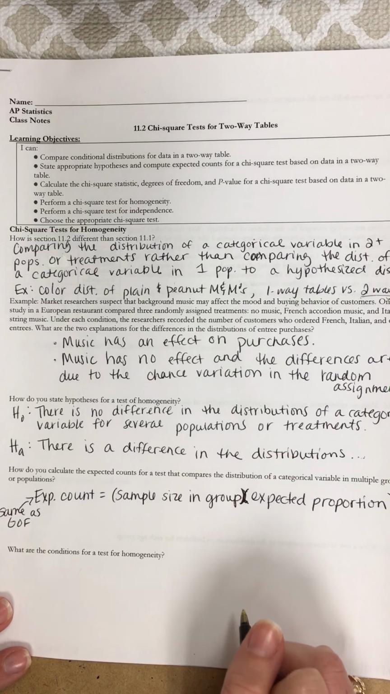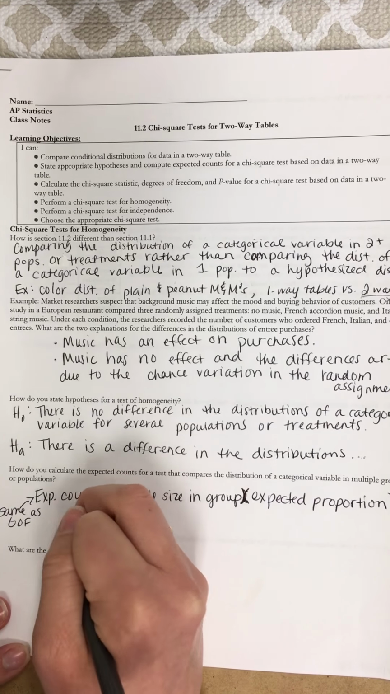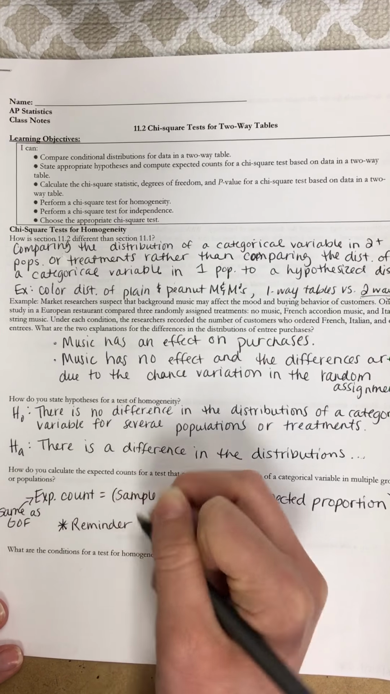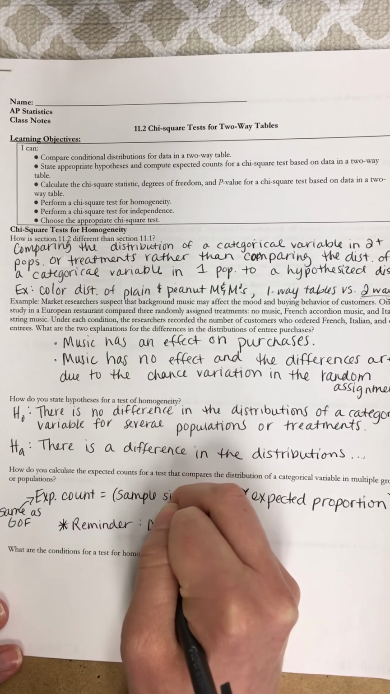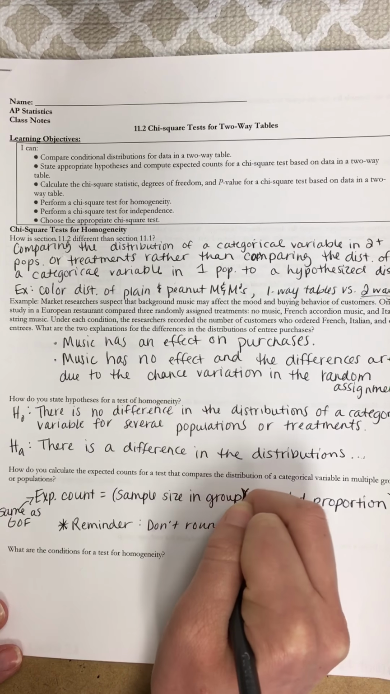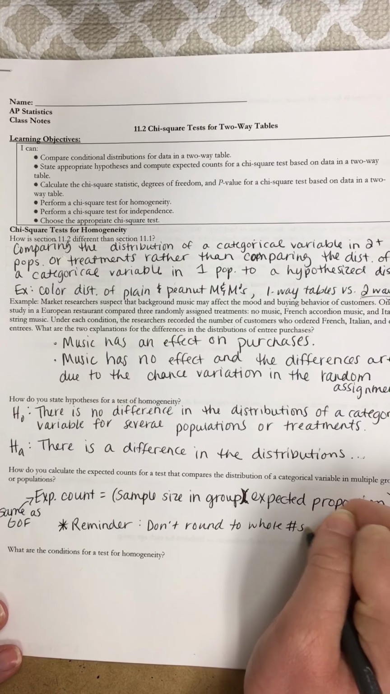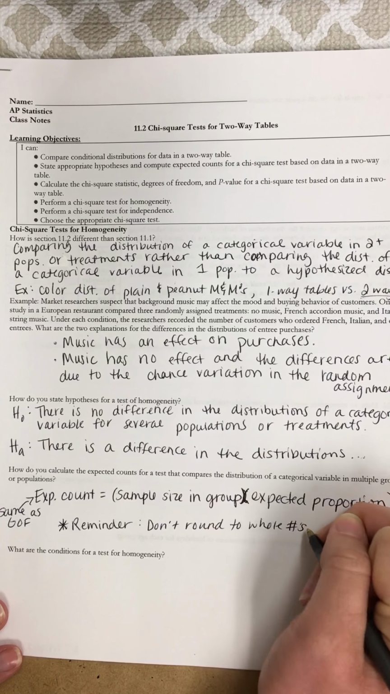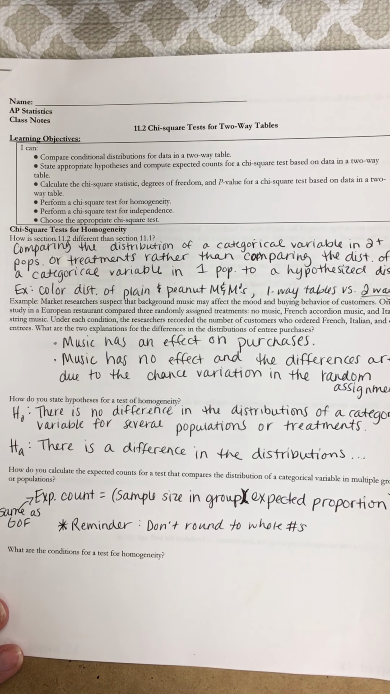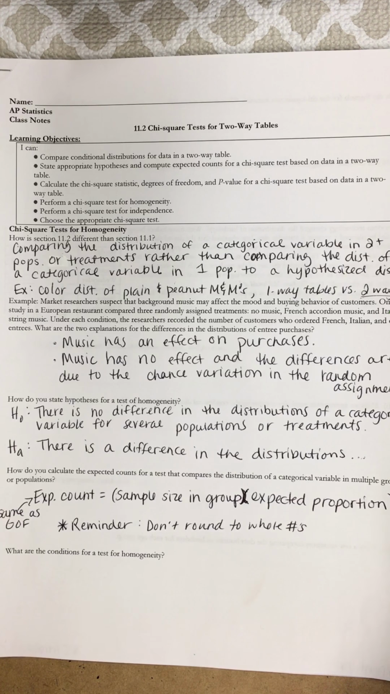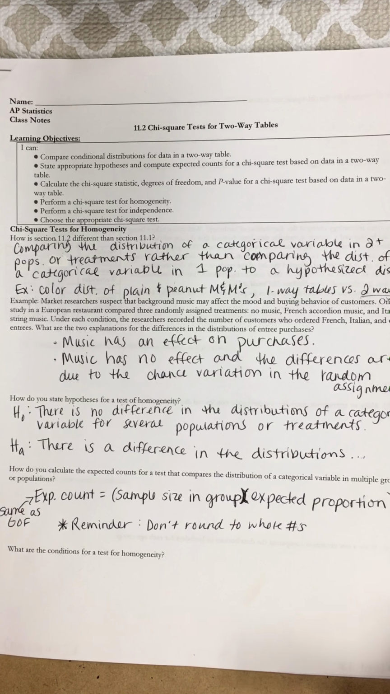Same as the goodness of fit test. Just a reminder, just like with goodness of fit, don't round. A little rounding shouldn't make a big difference, but definitely don't round to a full one. The expected count formula is not on the formula sheet for the AP exam.